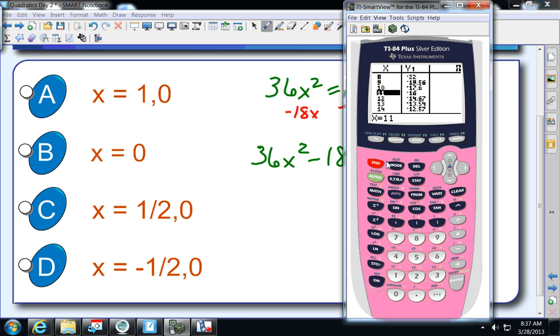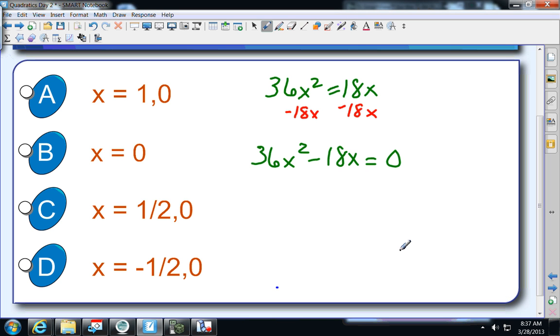We can go into our home screen, press math, arrow over to number, and press 9. It says GCD, same as GCF. 36, comma 18. Do not do the negatives. Do not do the x's, just the numbers. Press enter, and it gives me 18. So I know that 18 goes into both of them.